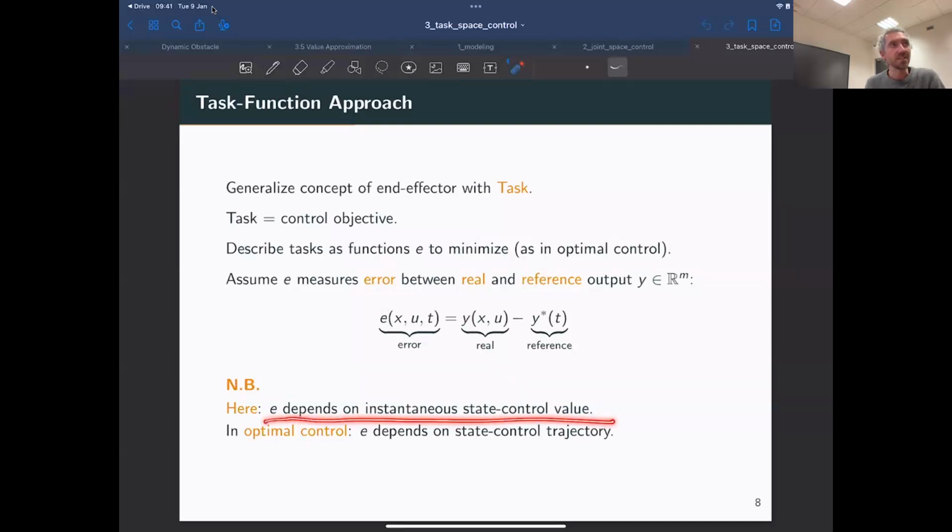Note that this is a bit different from what people do in optimal control, because here the error depends only on the current value of the state and the control, whereas in optimal control, typically the function that you're minimizing depends on the whole trajectory of state and control input. So it's similar to optimal control, but it's not the same thing. So don't get confused by this similarity. They are still different approaches related, and we can talk about it later if you want, but they are distinct.